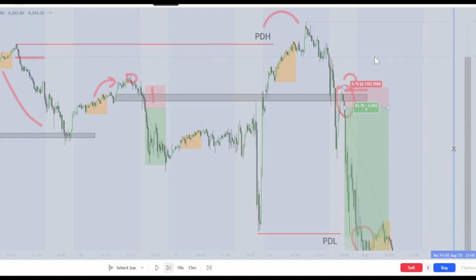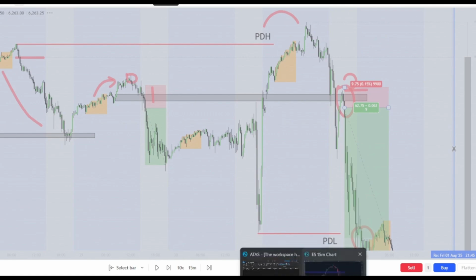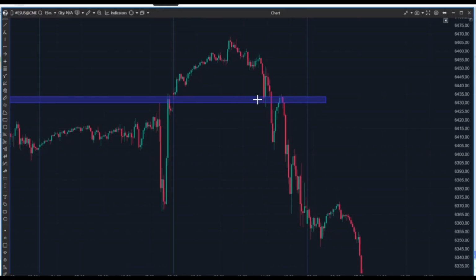So here we have an ES chart in front of you, right? Now we want to see how the market reacts on the ATAS platform, right? So this is the ATAS platform I use for order flow, and we can see the same price action, the same key level has been marked out.